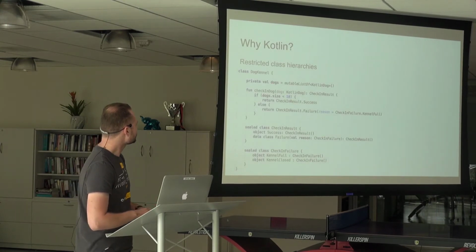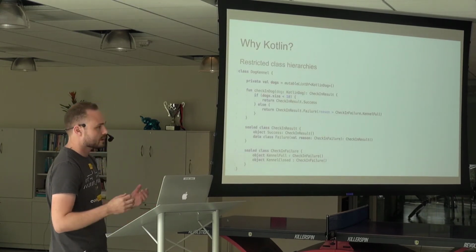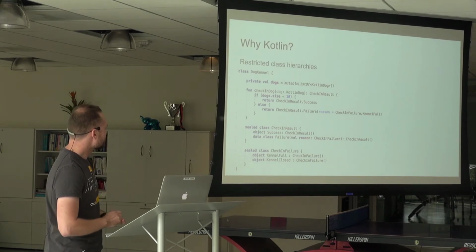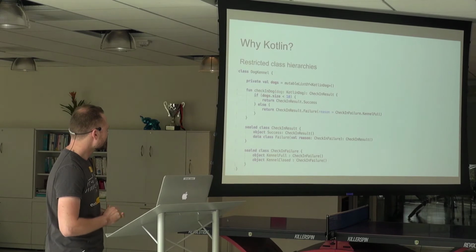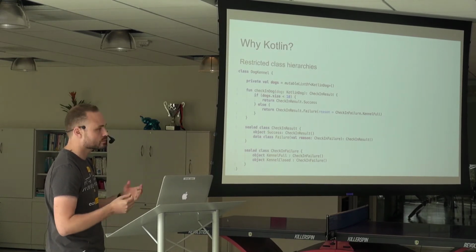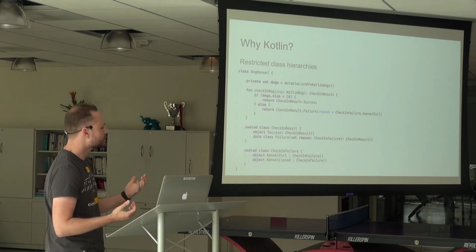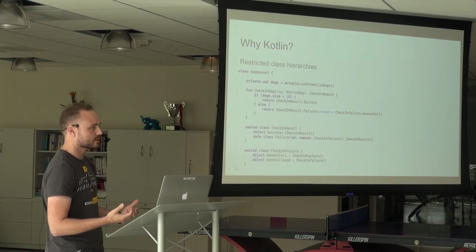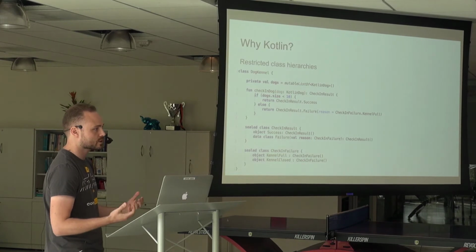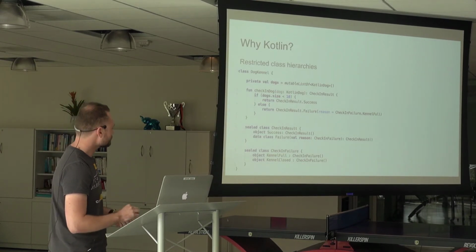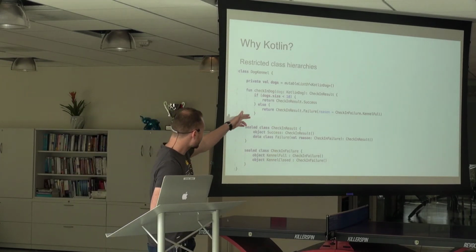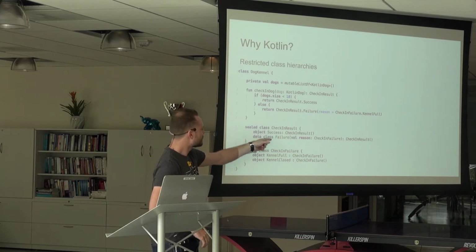So what did I do here? This is a dog kennel, and it has one function to check in a dog. And it returns this check-in result. You can use restricted class hierarchies and sealed classes for a lot of things, but I love using them as result objects for my functions. So if I return this check-in result, you'll see check-in result has two subclasses here. One is a success, and one is a failure.